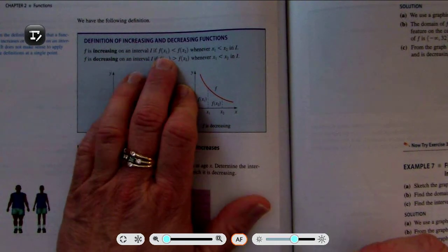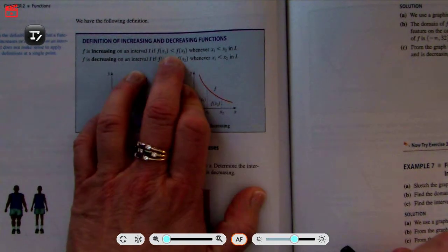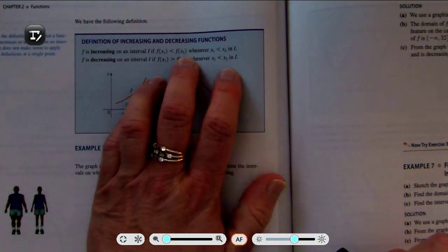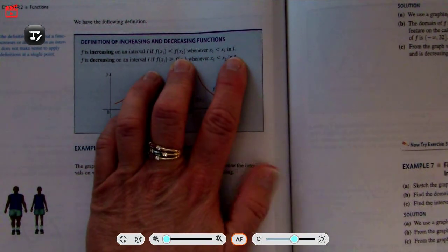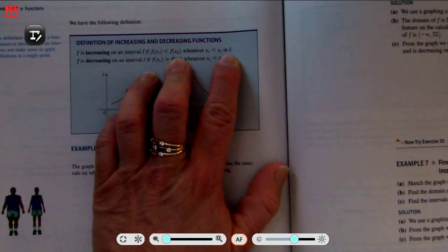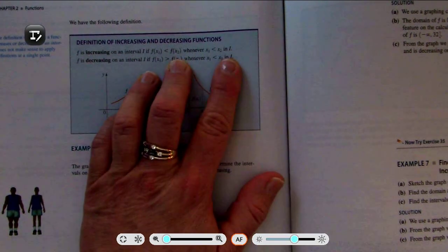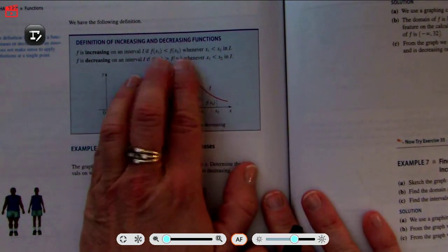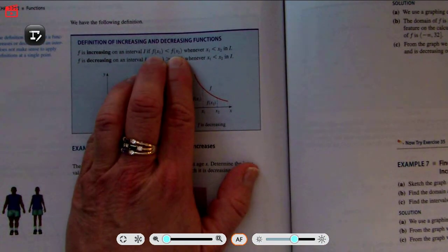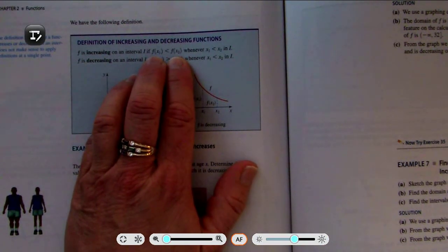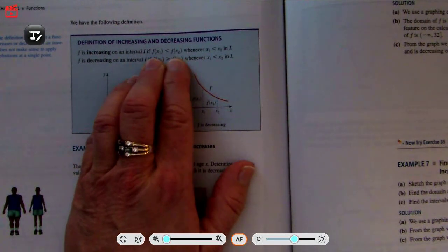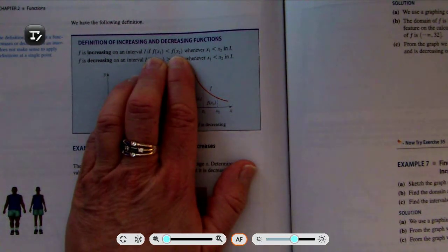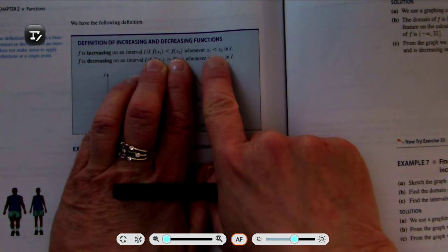If f of x1 is less than f of x2, whenever x1 is less than x2 in I. And I'm like, oh my gosh, we got lots of different pieces here. So let's break it down. First of all, when you're talking about f of something, we're talking about y values. So we're talking about a y value at one point being smaller than another y value at another point. And they're saying that x1 has to be smaller than x2.